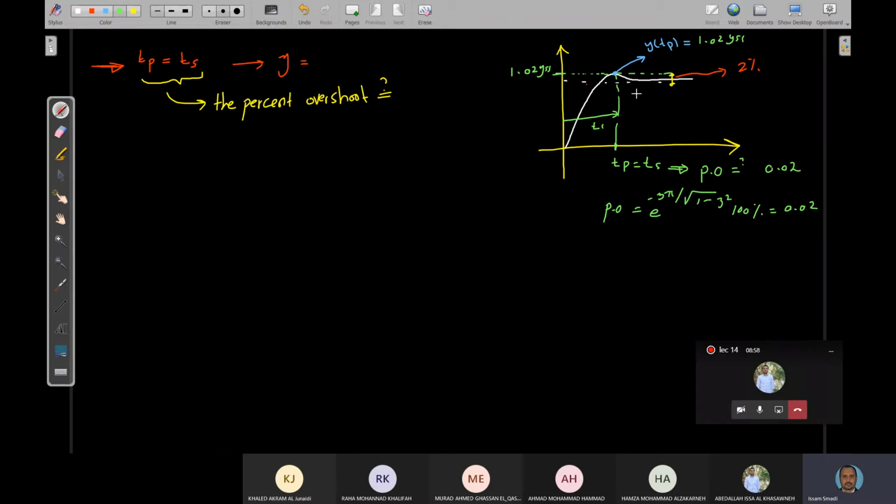And remember, the peak TP here, or YTP, is the maximum point. There's no point above this point. So now this point is actually equal to 1.02 Y steady state, the 2% criterion. So in this case, the percent overshoot is already given. Okay. Let's discuss another example.